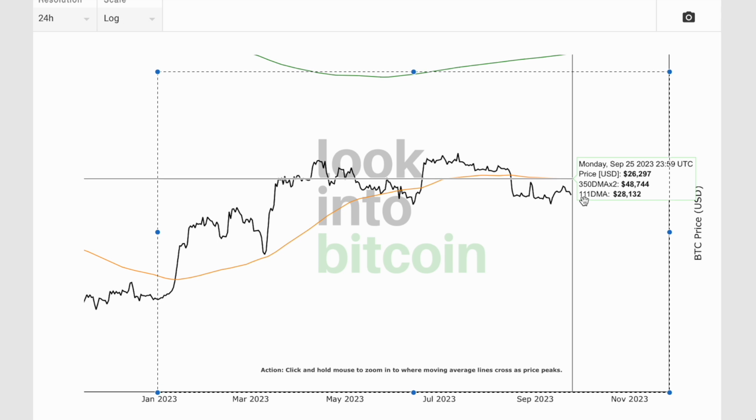28,130 is where the 111-day moving average resides, and price is around 26,300. So right now, actually, we might be seeing this period under a resistance. So this Pi Cycle moving average might be a resistance going forward.